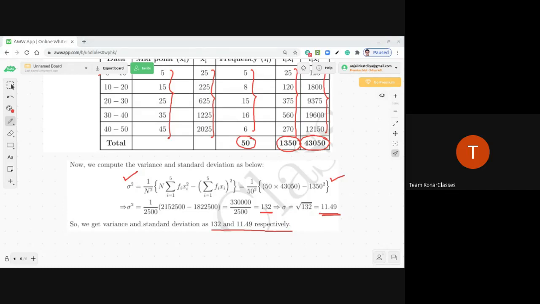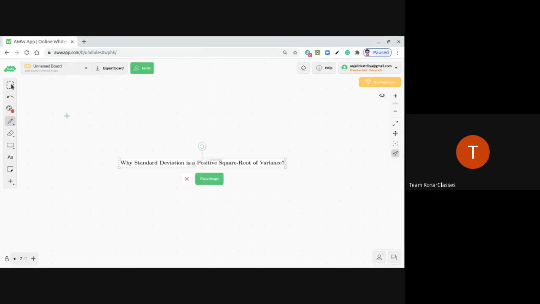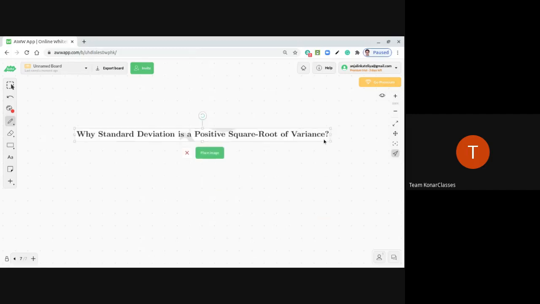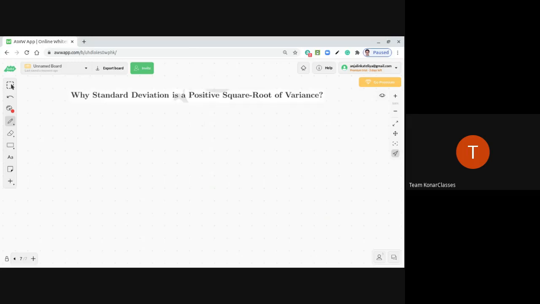We are almost done. But the last point, which is very important, and I also raised this point during the discussion of standard deviation and variance. The fundamental question is: why is standard deviation the positive square root of variance? The moment you find the variance by sigma square, why is it required to have another term called sigma? Many of you may have this question, so I'm going to answer that question.